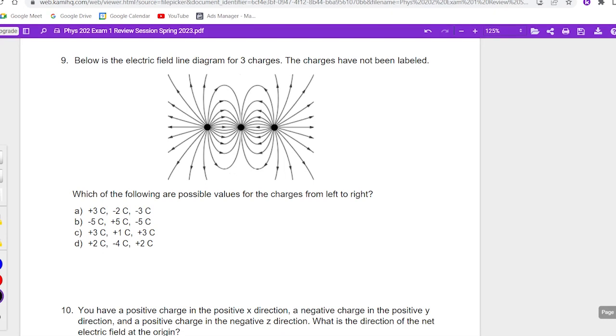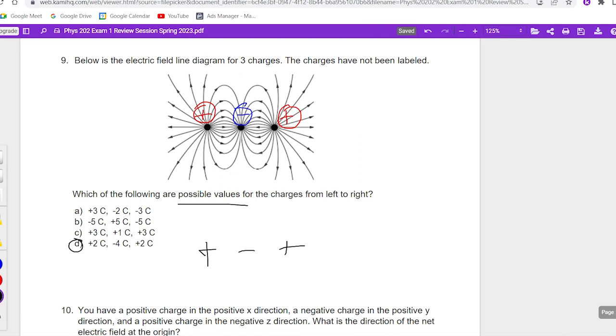Okay, I think that's enough time. So first I want to say that since it says which of the following are possible values, I just made up numbers here for the charges. The charges don't actually mean anything. What matters is the positive and the negative. Now, we know for a fact that this left charge has to be positive because all the field lines are pointing away from it. The right charge, for the same reason, has to be positive because all the field lines are pointing away from it. And we know the charge in the middle must be negative because all the field lines are pointing towards it. So the answer choice must be positive, negative, positive. And the only answer choice that has positive, negative, positive is answer choice D.